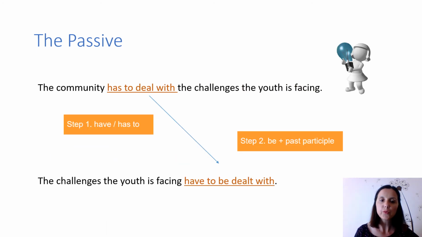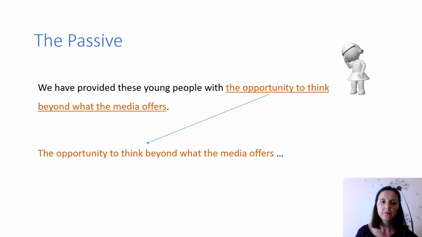Let's identify the verb now, has to deal with. So copy the first part, has to, adjust it, you get have to, and now the main verb of the active sentence, deal with, which has to be changed into the passive infinitive, be dealt with. So you get the sentence, the challenges the youth is facing have to be dealt with.